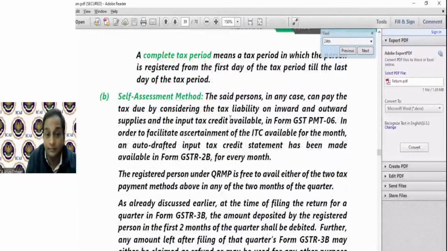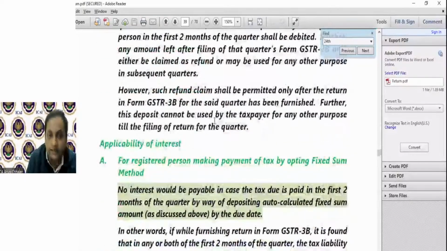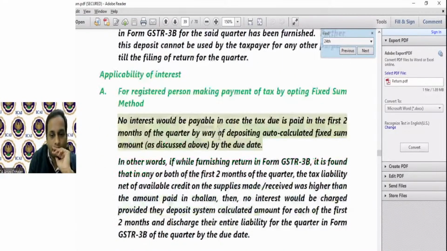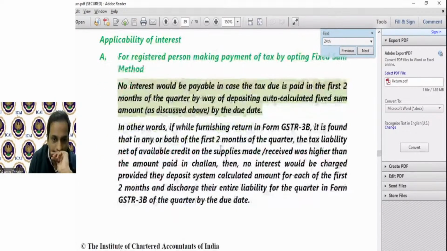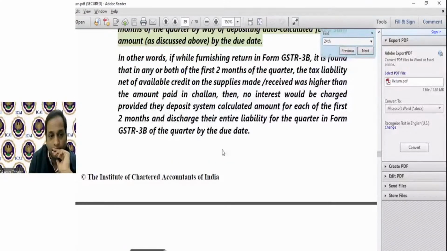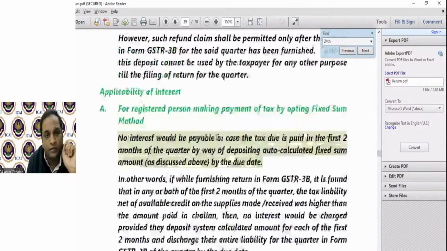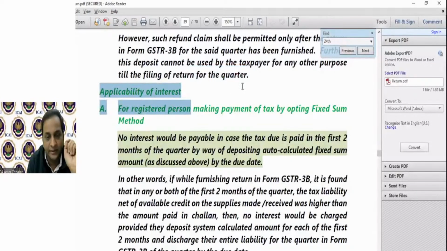Self-assessment method. The self-assessment method, as the name suggests, means whatever the liability you have, whatever the ITC you have, after adjusting, you will calculate your actual liability and then pay the same through PMT 06. Now we will talk from the next class about the applicability of interest. ठीक है, page 39.